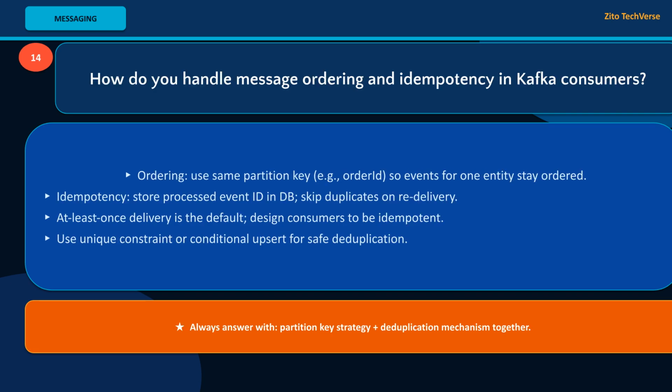Moving on to message handling. How do you ensure message ordering and idempotency in Kafka consumers? Use a consistent partition key, like an order ID, to keep related events ordered. For idempotency, store processed event IDs in your database and skip duplicates. Always design consumers to be idempotent, since at least once delivery is the default.